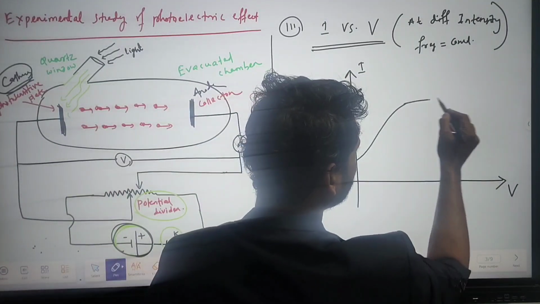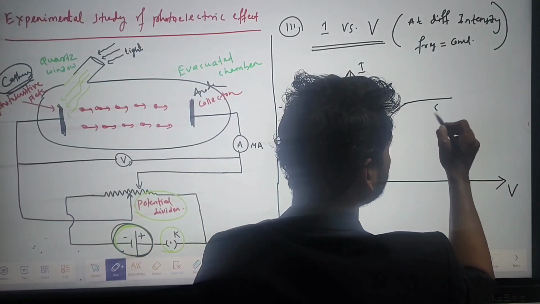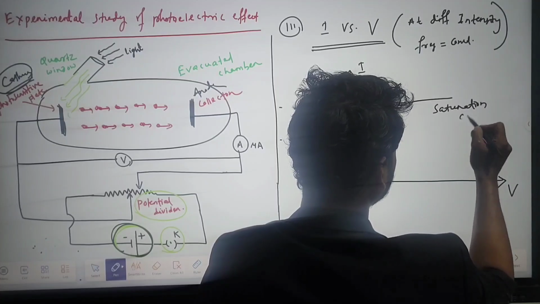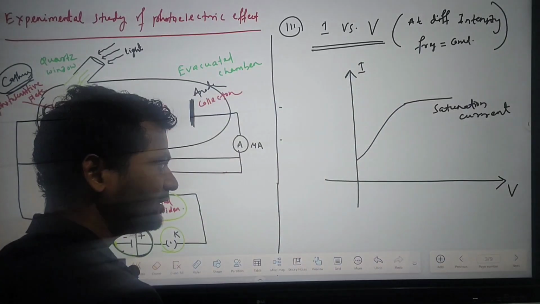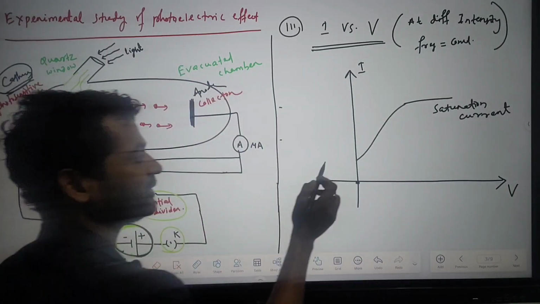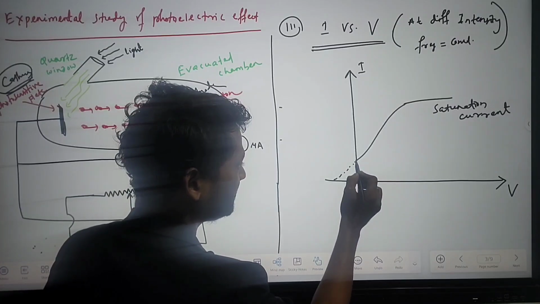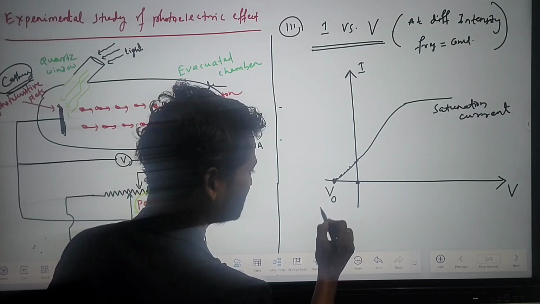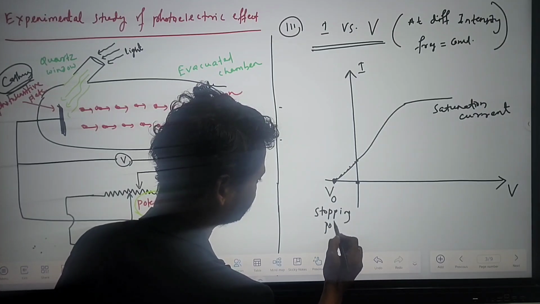Then it gets saturated. Irrespective of anode potential, there will be no change in photocurrent. That is called saturation current. Okay. Then if we decrease the potential, at a particular potential we will find photocurrent will be zero. This potential is called stopping potential V naught.